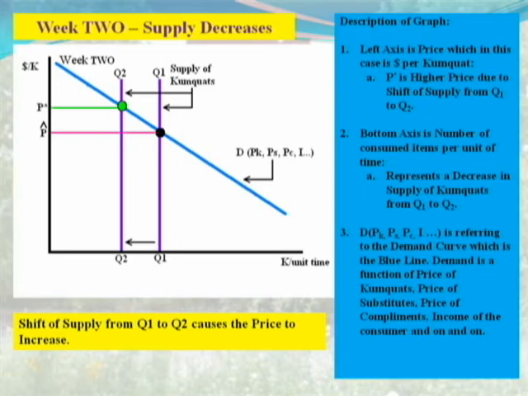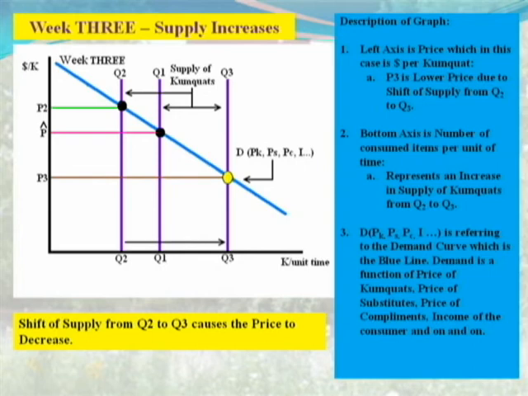The bottom axis is, as we described before, the number of consumed items per unit of time, and in this case represents a decrease in supply of kumquats from level Q1 to Q2. Demand is as described before. So shift of supply from level Q1 to Q2 causes the price to increase.